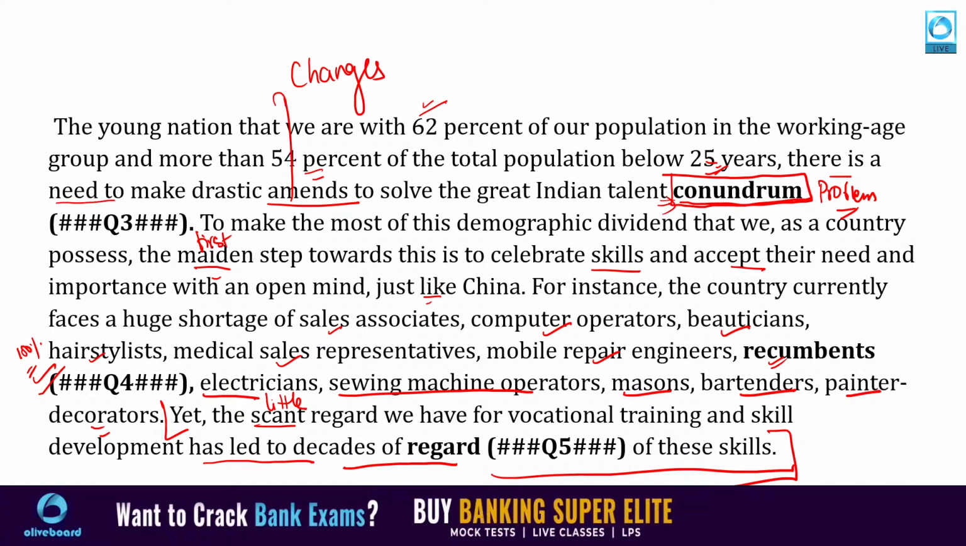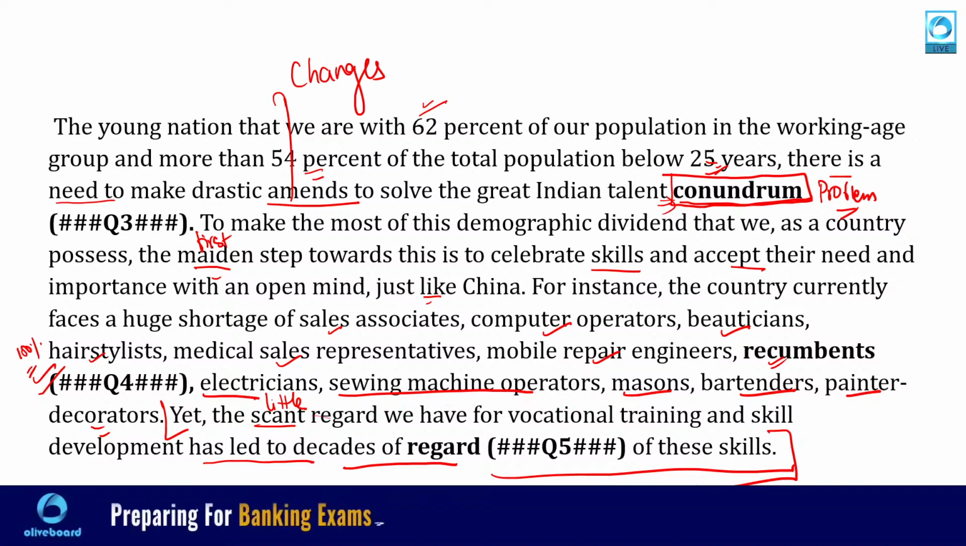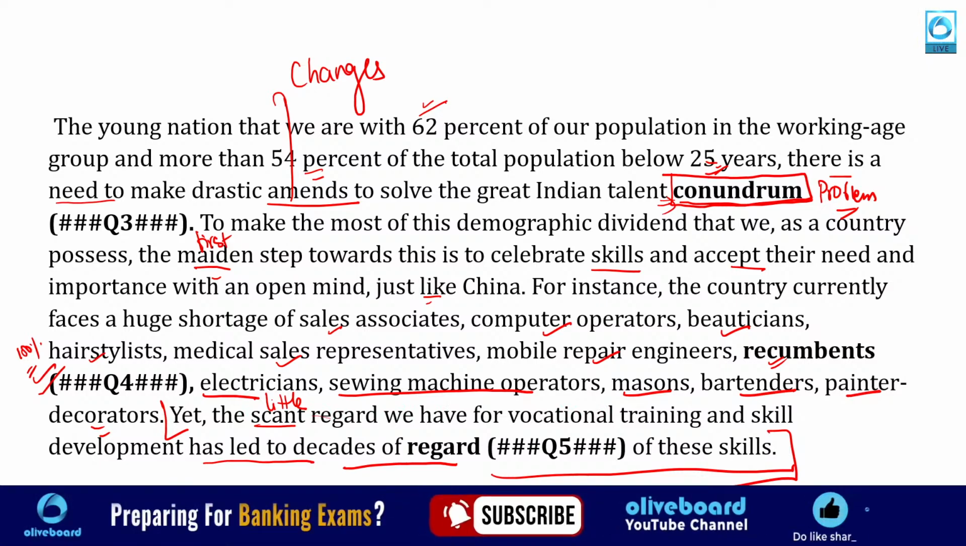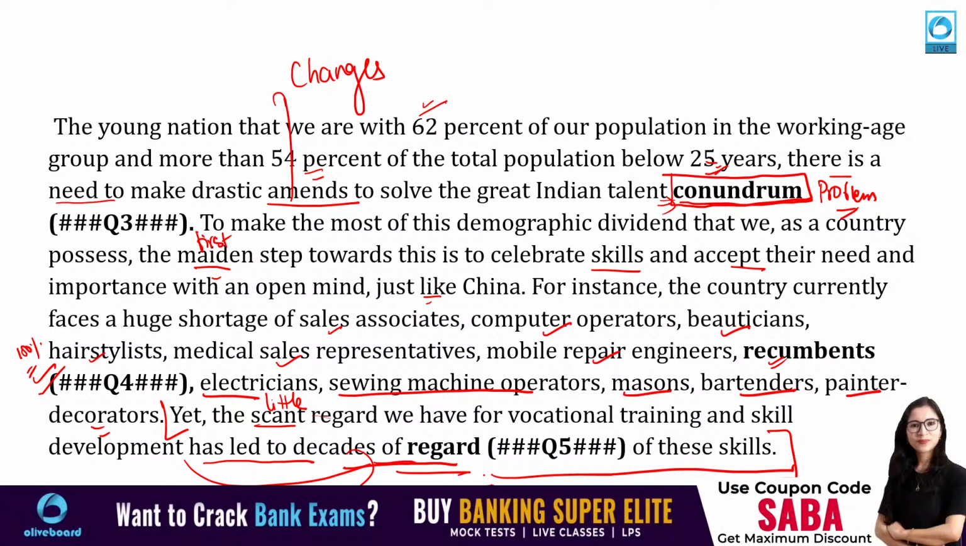Yes, correct, Chandni. We need a negative word. Because what is being said? The little regard we have for vocational training. We have given so little regard, though there is such a great need for all these professionals. Still, we have little regard for vocational training and skill development, and this has led to, because of which we had to face decades of this.